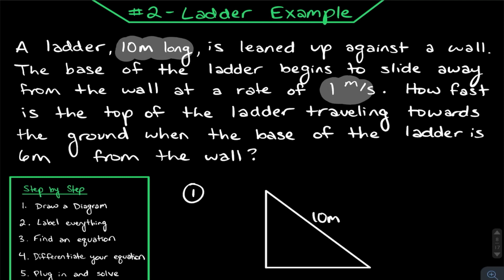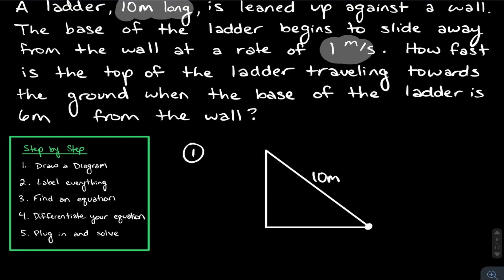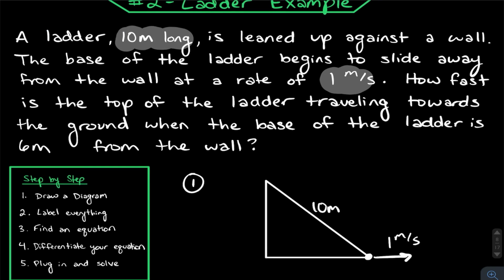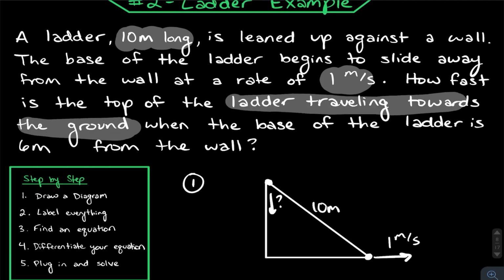Okay, what does that mean? Well, the base of the ladder, right? This base here is just going to start sliding at a rate of 1 meter per second. Okay, and we want to see how fast the top of the ladder is going to start traveling downwards, right? That was really the question here. Ladder traveling towards the ground.